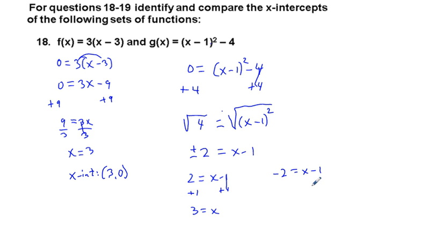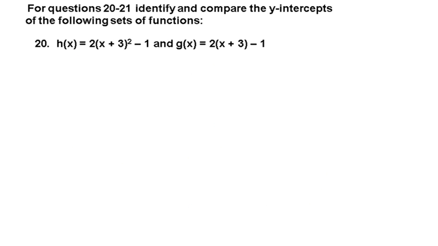And this other equation here, we add 1, we get negative 2 plus 1 is negative 1 is equal to x. So our x-intercepts here are the coordinate pairs negative 1 comma 0 and 3 comma 0. And a takeaway from here is that you are going to have in a linear function only one x-intercept, but you can have 2 x-intercepts with a quadratic function. Next one, 20.